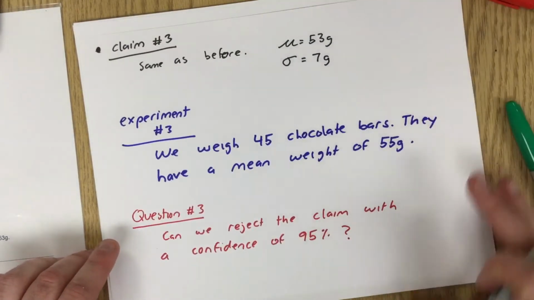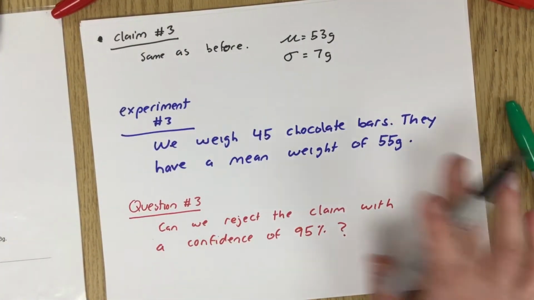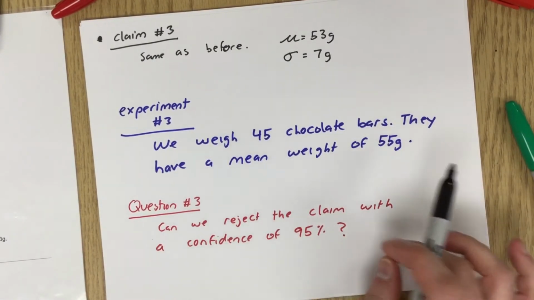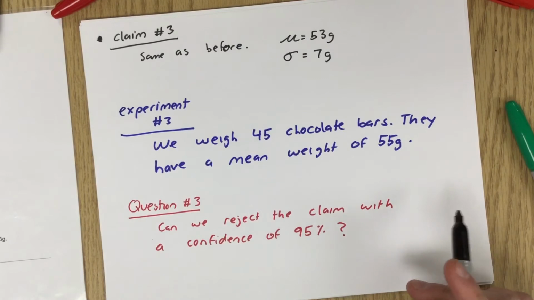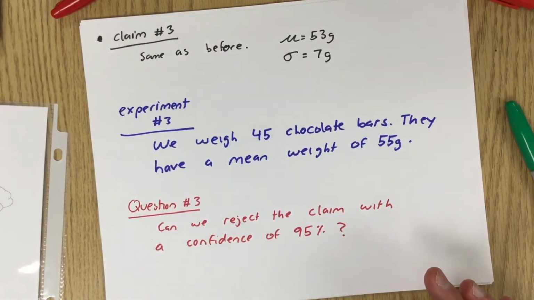Okay. Let's do another one with the same claim. The same claim as before. I'm not going to write out the whole thing again because I got tired. So the mean is 53, the standard deviation is 7. Our experiment this time is that we weigh 45 chocolate bars and they have a mean weight of 55. So can we reject the claim with a confidence of 95%?